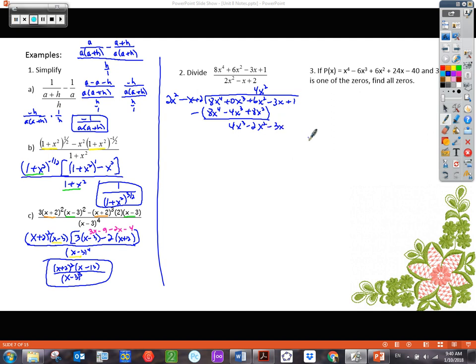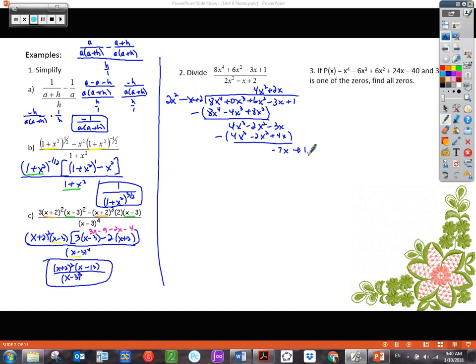Let me start again. This time I have to think, what would I have to multiply 2x squared by to get a 4x cubed? That would be a 2x, right? So 2x times 2x squared is 4x cubed. 2x times negative x is negative 2x squared. And 2x times 2 is 4x. Okay, we go ahead and put it like that. I subtract. First two terms go away. Negative 3 minus 4 is a negative 7.